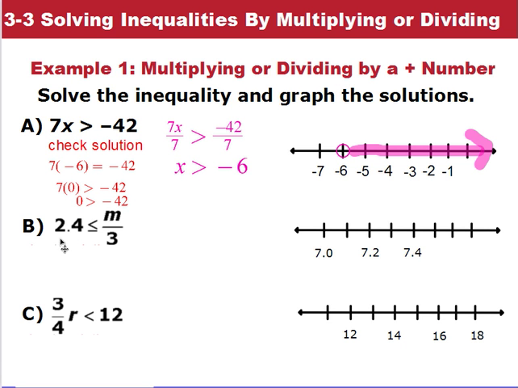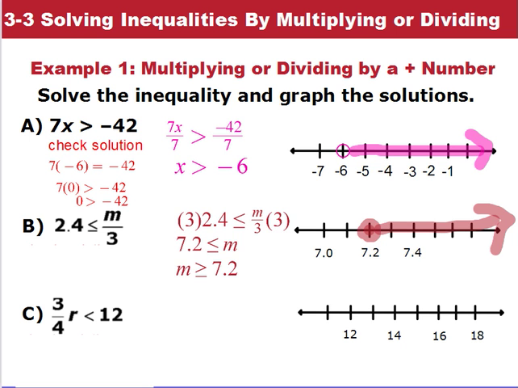Now let's look at our second example: 2.4 is less than or equal to m over 3. To solve this inequality, we multiply both sides by 3. 3 times 2.4 is 7.2, and we're left with m on the right-hand side. So m is greater than or equal to 7.2. We have a closed circle at 7.2 because m can equal 7.2, and since it's greater than, we shade everything to the right. And yes, we need to check our solution.